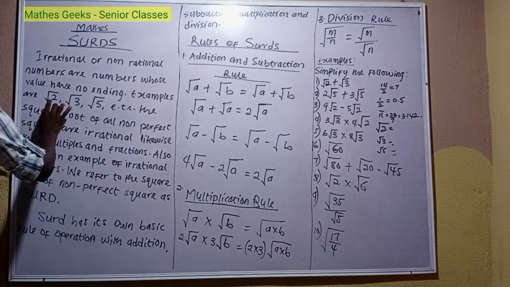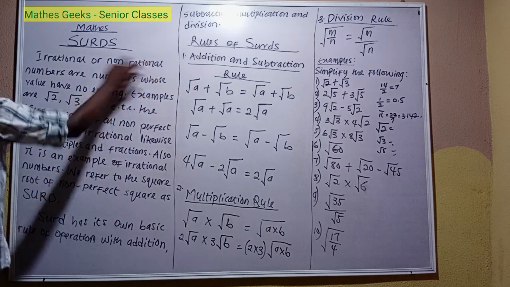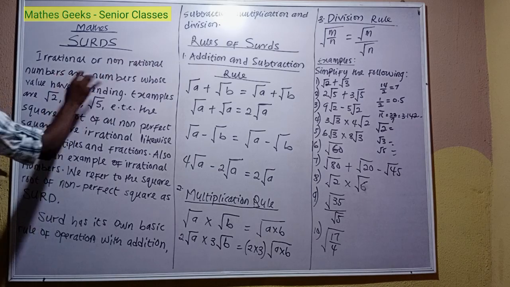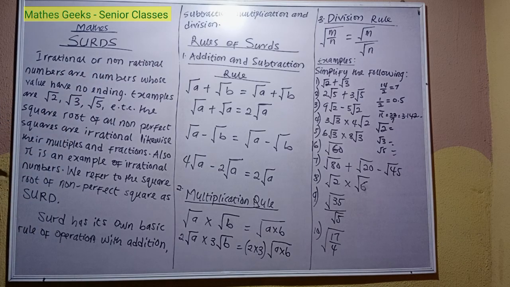So we'll talk about examples. We're talking about examples of irrational or non-rational numbers, and we say that irrational or non-rational numbers are numbers whose value have no ending. So examples are root 2, root 3, root 5. The square root of all non-perfect squares are irrational. Likewise, their multiples and fractions.